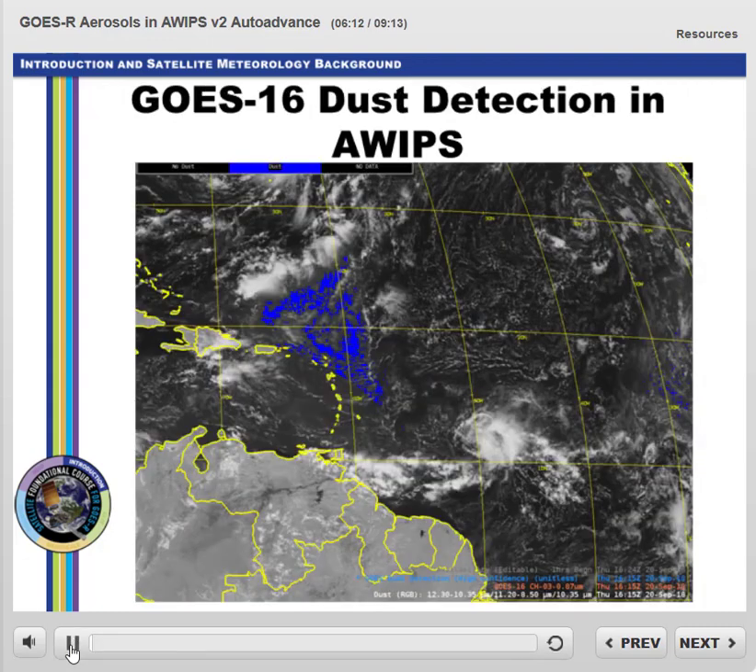Here's an example of GOES-16 dust detection over the ocean. This is dust associated with a Saharan air layer outbreak, and GOES-16 aerosol detection captured some, but not all of the event. The split window difference product and the dust RGB, the RGB is shown next, better captured the large horizontal extent of the dust feature.